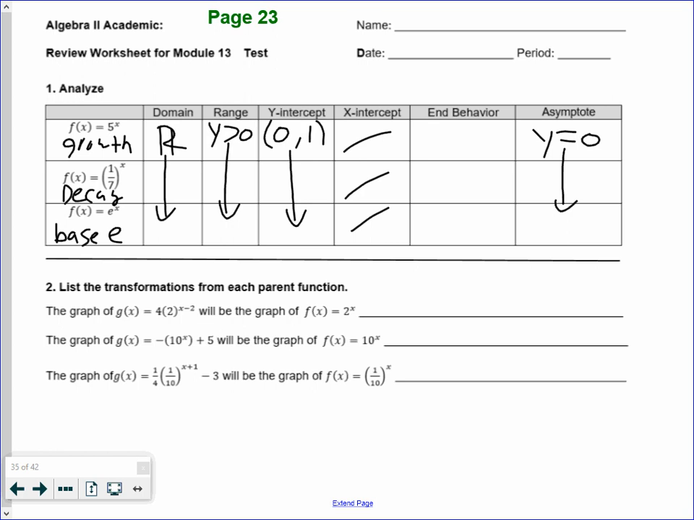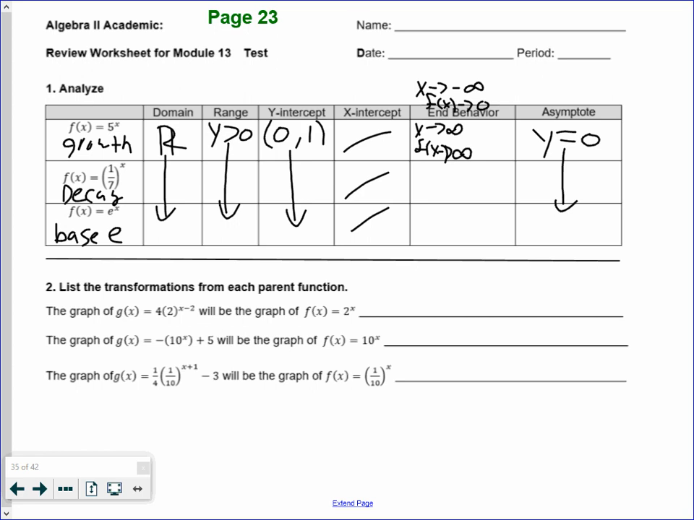End behaviors. So for the first one, let's go as x goes to infinity. f of x is going to infinity as well. They don't really give us a lot of room. And then the other end behavior is x is going to negative infinity, f of x is going to 0.